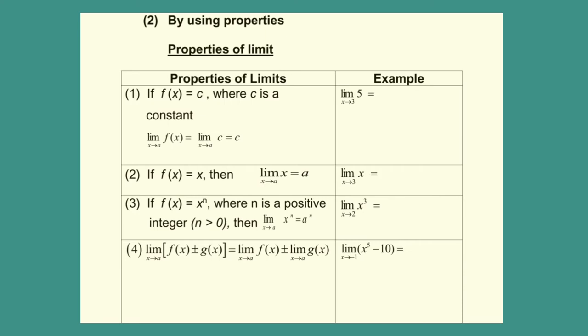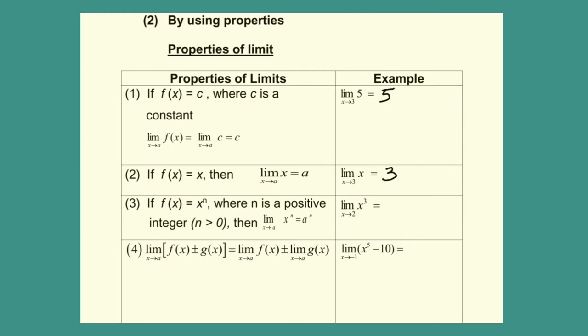For the first property, if f(x) equals c, where c is a constant, then the limit of f(x) as x approaches a equals the limit of c as x approaches a. The answer is c. For example, the limit of 5 as x approaches 3 equals 5. The second property is, if f(x) equals x, then the limit of x as x approaches a equals a. Example, the limit of x as x approaches 3 equals 3.